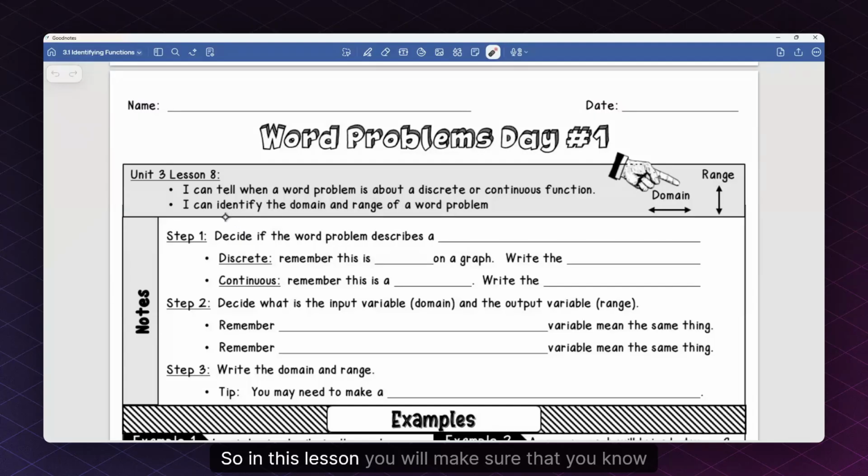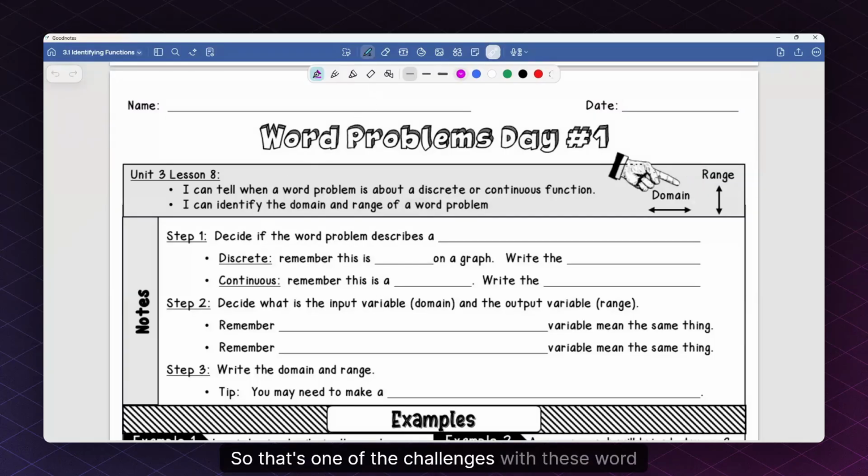So in this lesson, you will make sure that you know how to identify domain and range of a word problem. Remember, domain is your x-axis values, and range is your vertical axis values. Now, the deal is when it is a word problem, you're going to have to decide, is it something that's a domain or is it something that's a range? So that's one of the challenges with these word problems. So let's see, what is it that we're going to talk about?